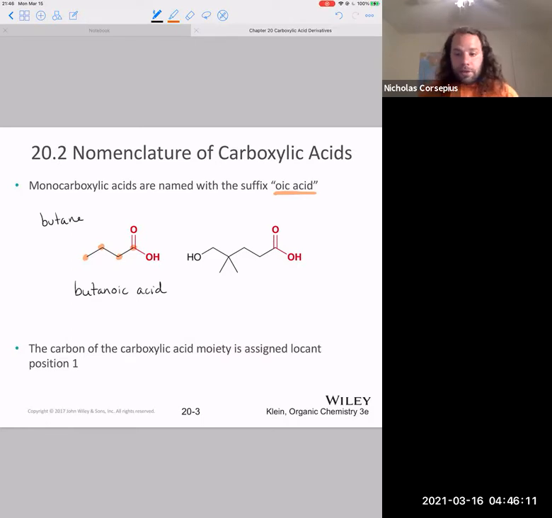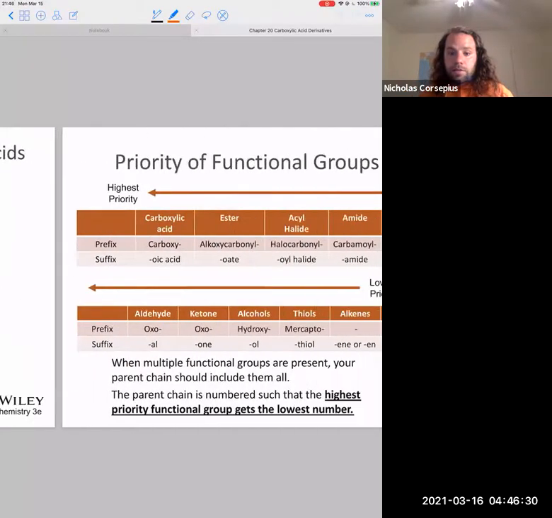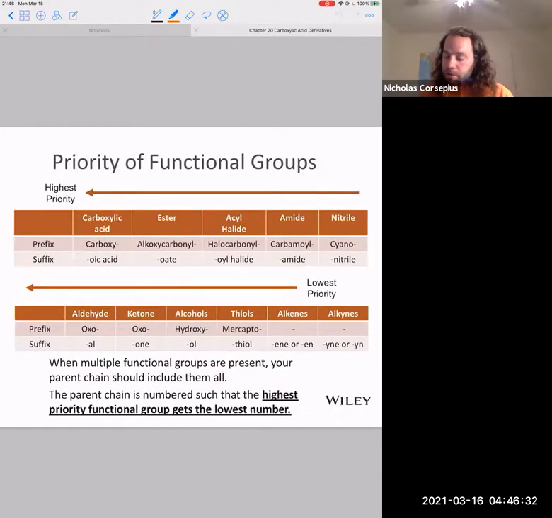One of the convenient things about carboxylic acids is that they always have to be located on a terminal carbon. So they're always going to be located at position 1 on carbon 1. So we'll start counting from there. Let's do this next example, but notice that this has an alcohol group in there as well. So we need to take a look at this priority chart real quick before we can actually name this compound.